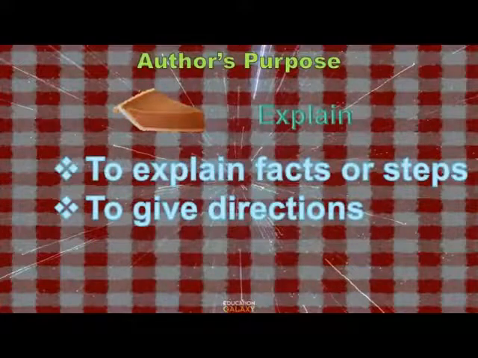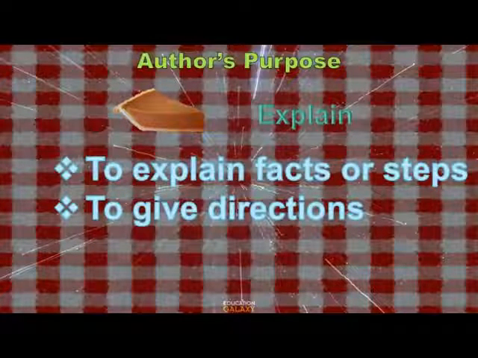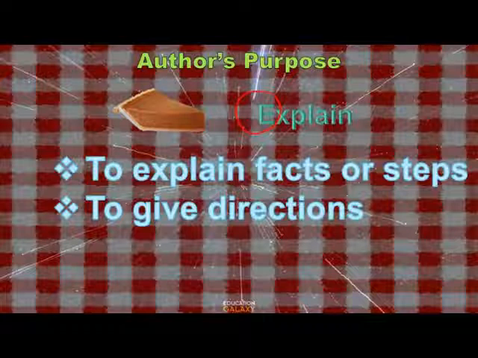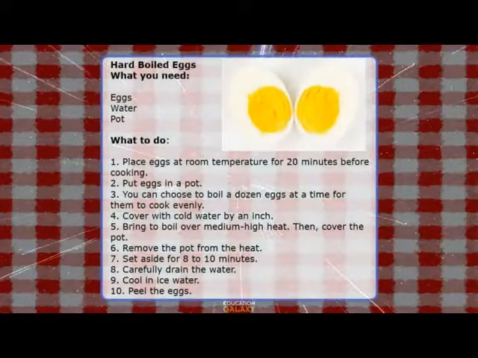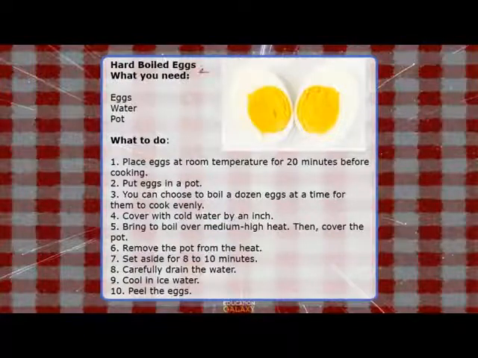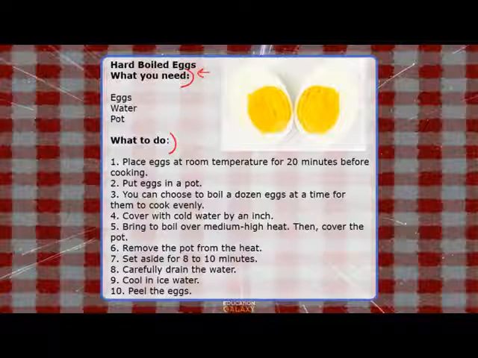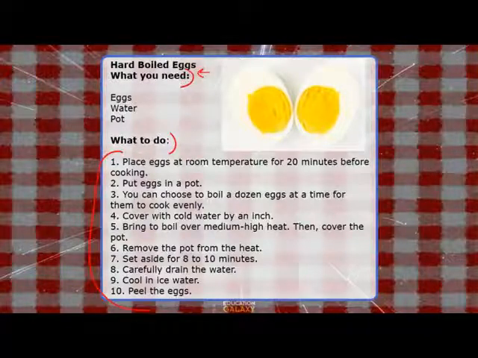Yet another author's purpose is explain. It's the first E in the pie: to explain facts or steps and to give directions. For example, this recipe about how to make hard-boiled eggs tells you what you need and what to do. So this has steps. It explains the process.